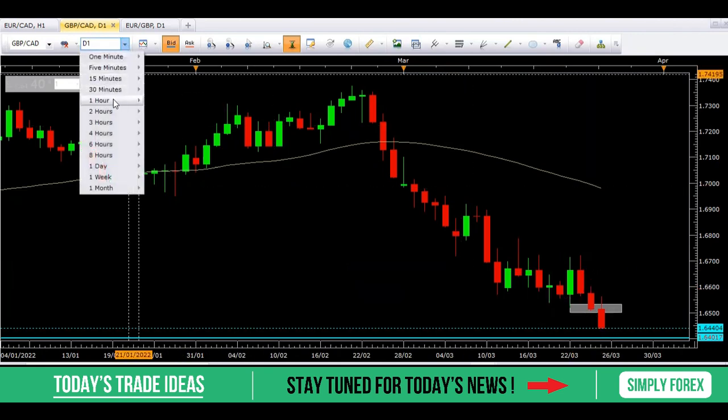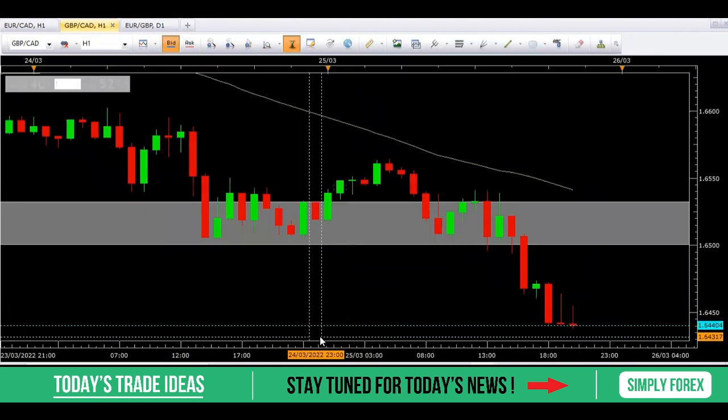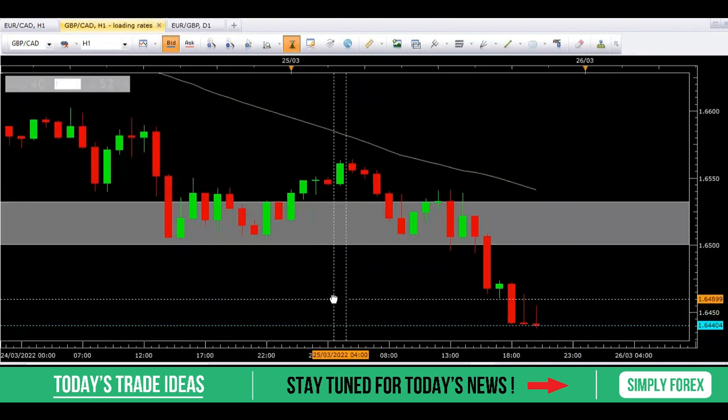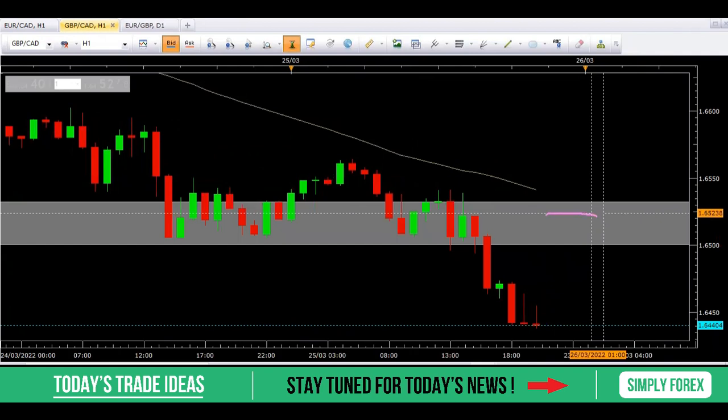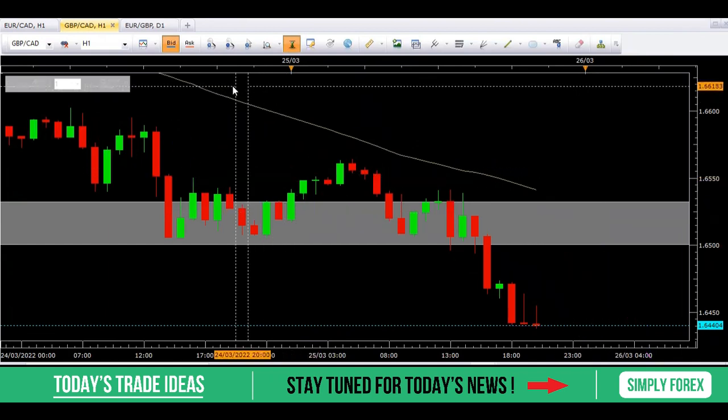Okay, let's look at H1 for execution. What we're going to see, guys, is price retrace up into this grey zone. We want to see a bearish candlestick pattern form. That's always our entry. And then first of all, we're going to take price back down to this low, close 80% of the trade, and then leave 20% to run to our higher time frame target. All right, so that's pound against Canadian dollar. This market we are also shorting.